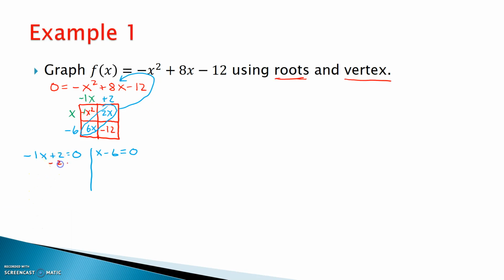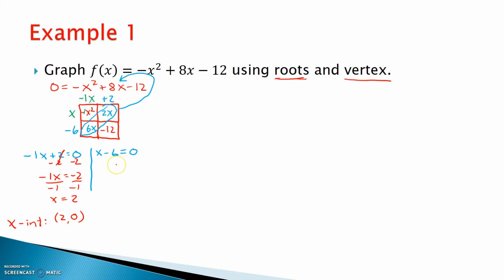So we're going to say -2 minus 2 cancels out. We get -1x is equal to -2. The last thing I have to do is divide by -1. Divide by -1. X is equal to 2. But again, because this is an x-intercept, I want to write it as an ordered pair. That's not just going to be x equals 2. It's going to be 2 comma 0.